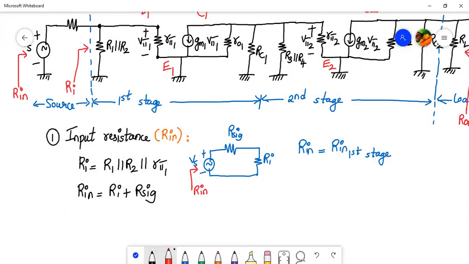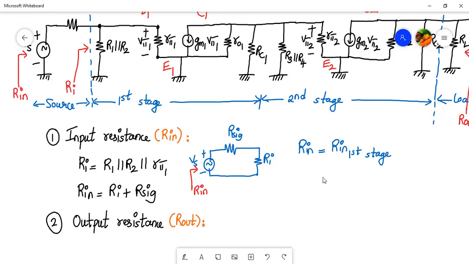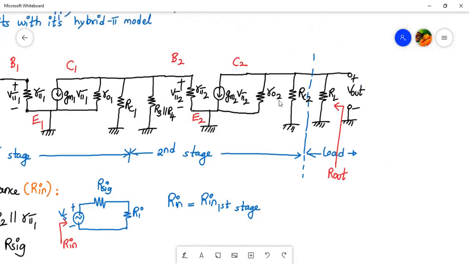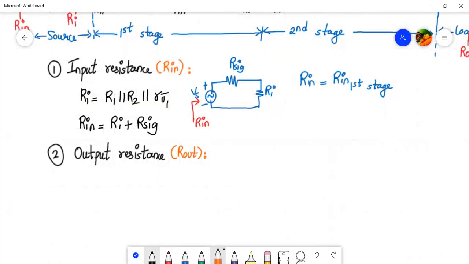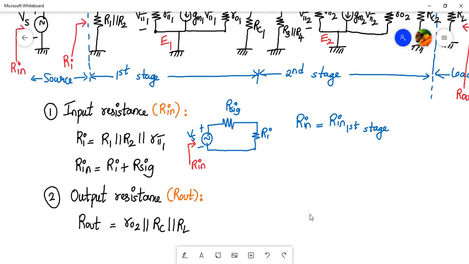Okay. So now let's write it down formally. Output resistance. Okay. So output resistance is Rout. So what have we calculated here? Rout is RO2 parallel to RC2 parallel to RL. So we'll write it exactly as it is. So Rout will be equal to RO2 parallel to RC2 parallel to RL. So in this manner, we calculate the value of output resistance of the cascade circuit.